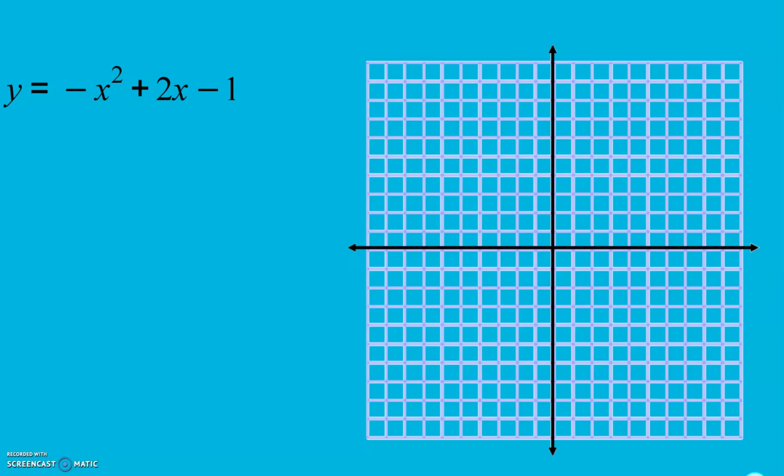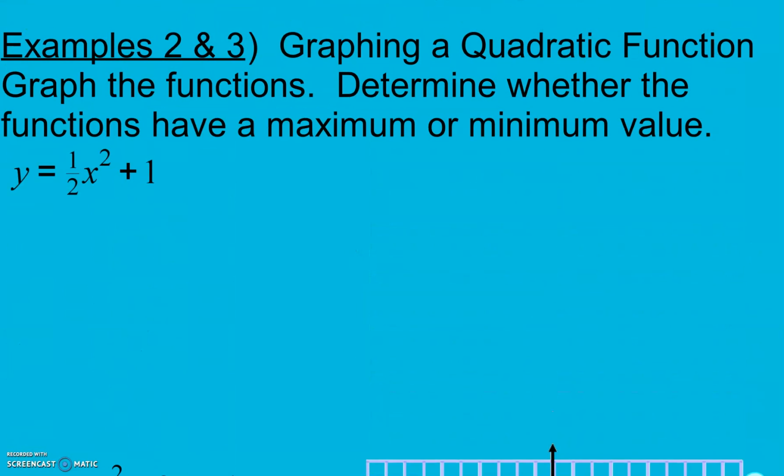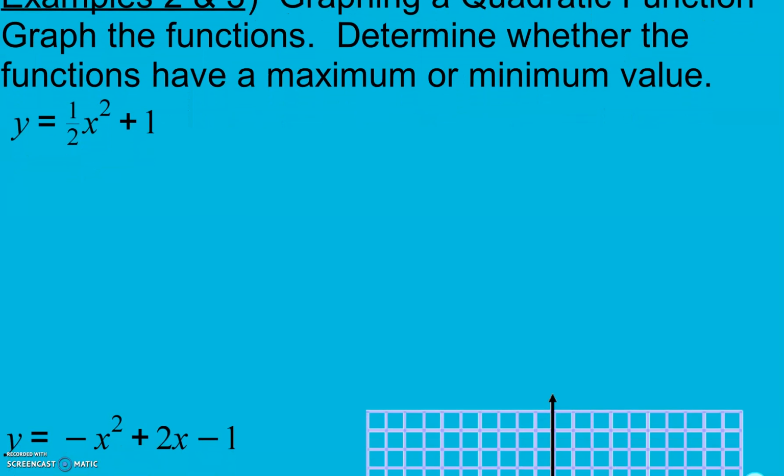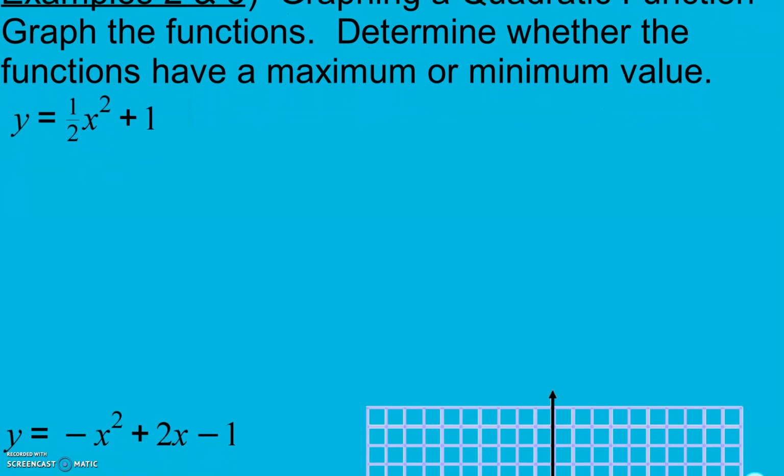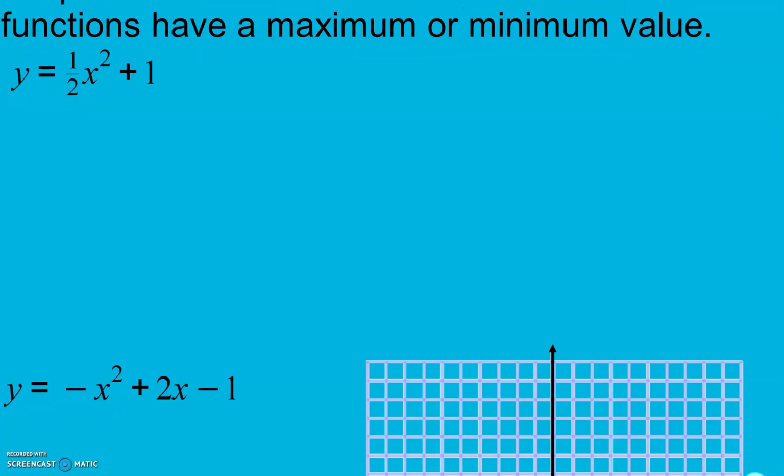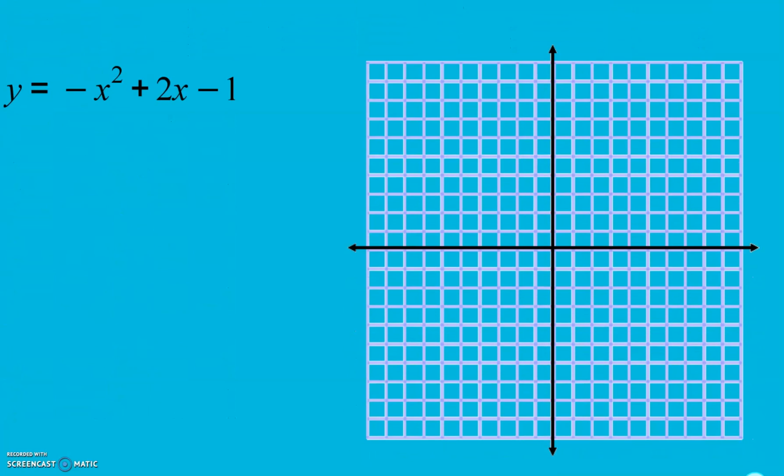Continuing on in section 12.6, with example 3 here, we're going to graph the function using a table of values, and then determine whether the functions have a maximum or minimum value. Again, looking here, because my x squared is negative, we know it's going to have a maximum value. It's a sad face parabola. So that's something to keep in mind as we go about graphing this.